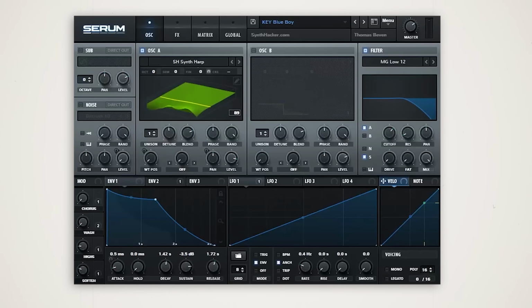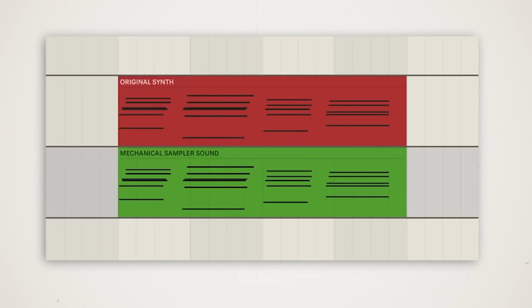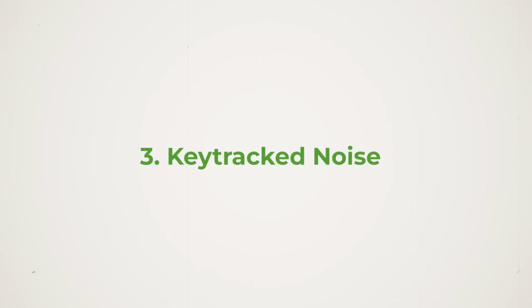Let's first listen to the key sound Blue Boy from my preset pack Select for Serum. And then layered with the mechanical noise. Really powerful stuff.